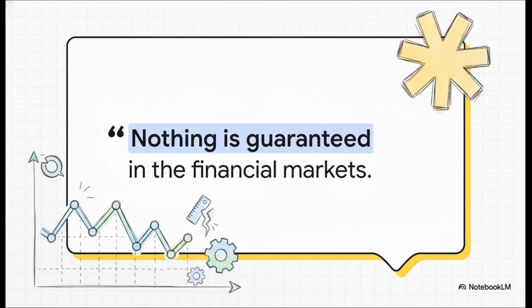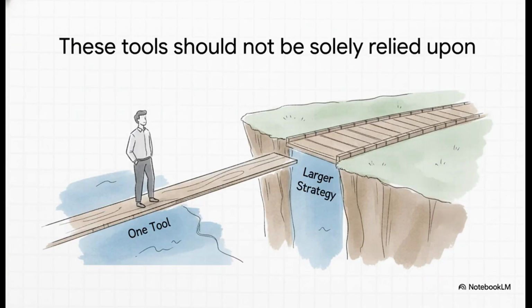But, and this is a big but, that edge comes with a huge asterisk. I really want to call out this direct quote from our source because it is without a doubt the most important takeaway of all. Nothing is guaranteed in the financial markets. These tools can fail, and they absolutely do fail sometimes. So, the final piece of advice here is this. Please use these tools as just one part of your overall strategy. They give you incredible guidance, but you can't rely on them and them alone. Markets are wild and unpredictable, and no single indicator is ever going to be 100% foolproof.